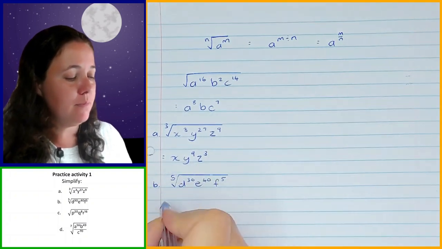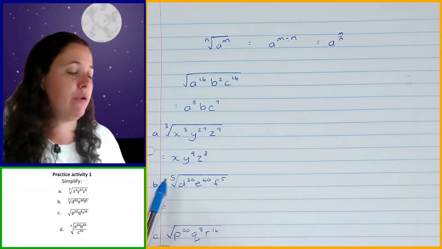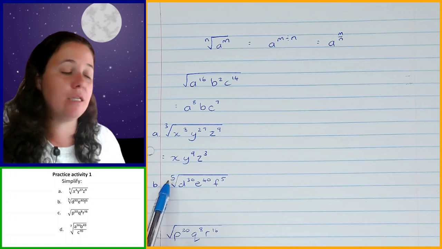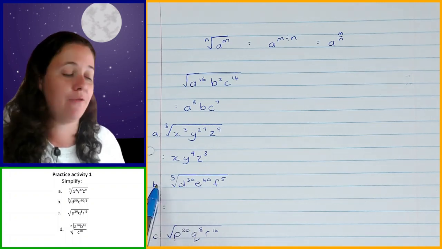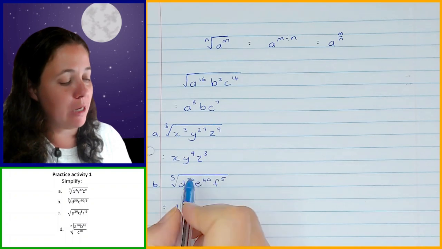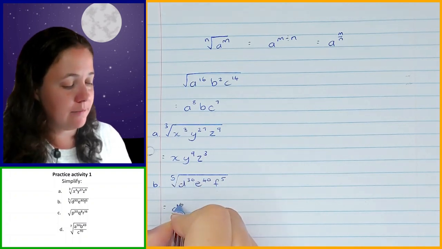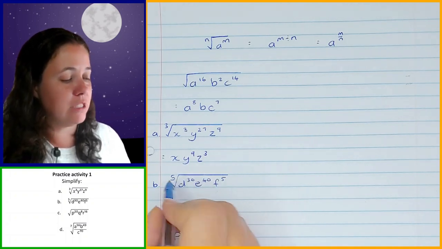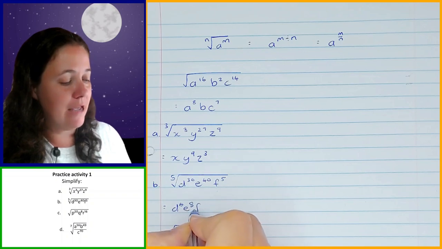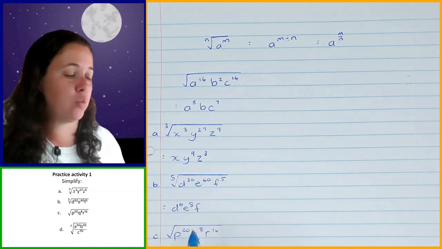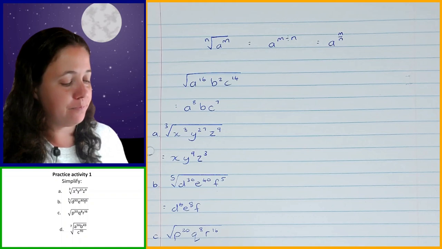Question B, this time we're finding the fifth root, so we're going to divide all of those exponents inside there by 5. So this is going to be d to the power of 30 divided by 5 is 6, e to the power of 40 divided by 5 is 8, and f to the power of 5 divided by 5, which is just 1, so it stays f.